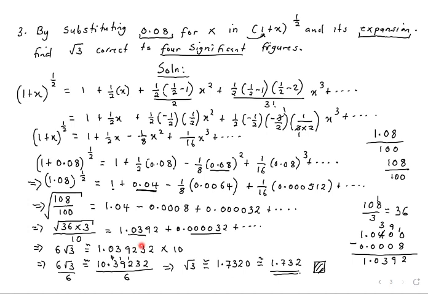Now what is happening on the left? We are supposed to find root 3. But we have this half here as a power. When half is a power, it's the same as having the square root. The square root of 1.08 is the same as the square root of 108 over 100, if you make this guy a fraction, using that pattern here. After making it a fraction, the square root of 100 is 10.